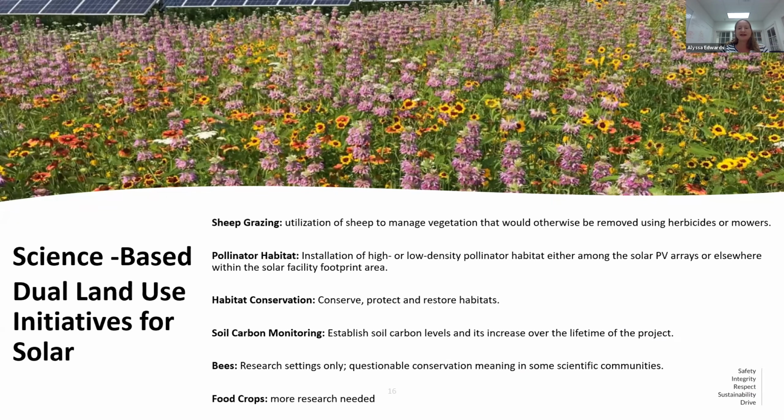Sheep grazing is basically using sheep to manage the vegetation that otherwise would be removed using mostly mowers. Pollinator habitat is a big hot topic right now. That's the installation of pollinator habitat underneath and around the arrays. Habitat conservation depends where you are. In Colorado, we are installing shortgrass prairie habitat on over 4,000 acres between two solar projects there. And by maintaining that habitat, we've got shortgrass prairie for the next 30 years.